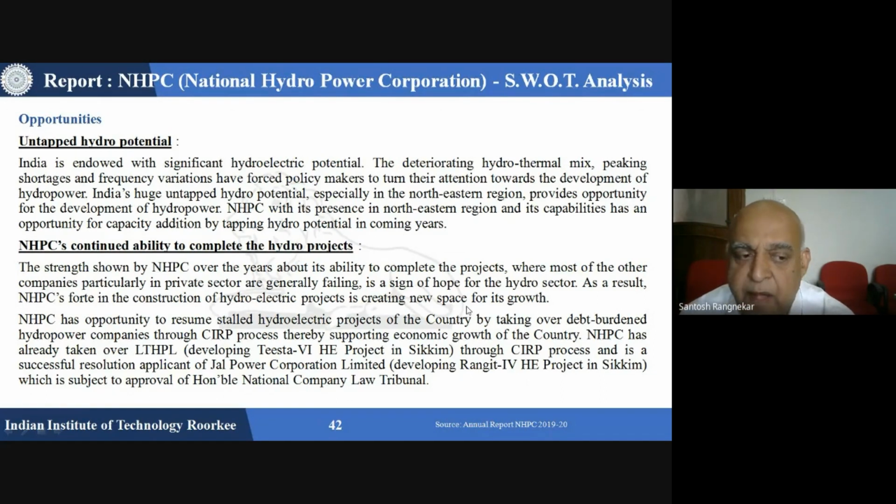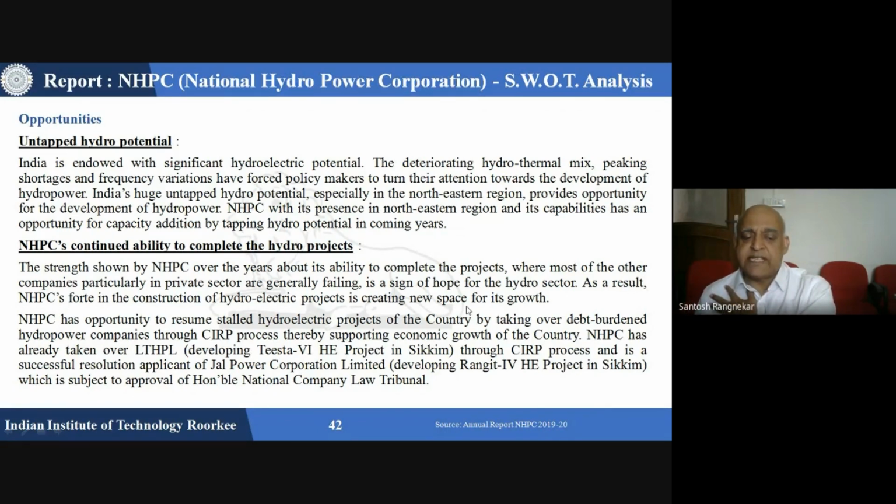Another opportunity in the power sector is the hydro potential. The strength shown by NHPC over the years in its ability to complete projects, where most other companies, particularly in the private sector, are generally failing, is a sign of hope for the hydro sector. As a result, NHPC's support in the construction of hydroelectric projects is creating new space for its growth.